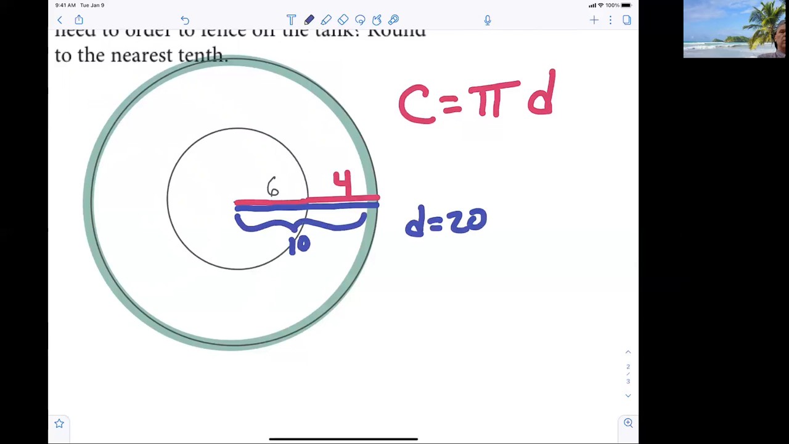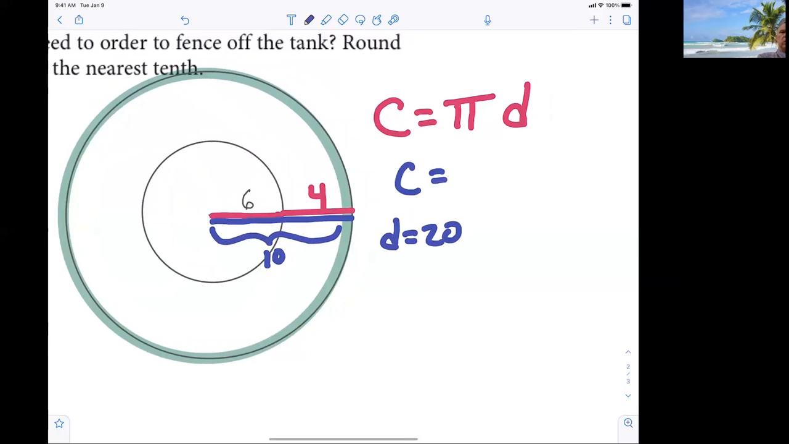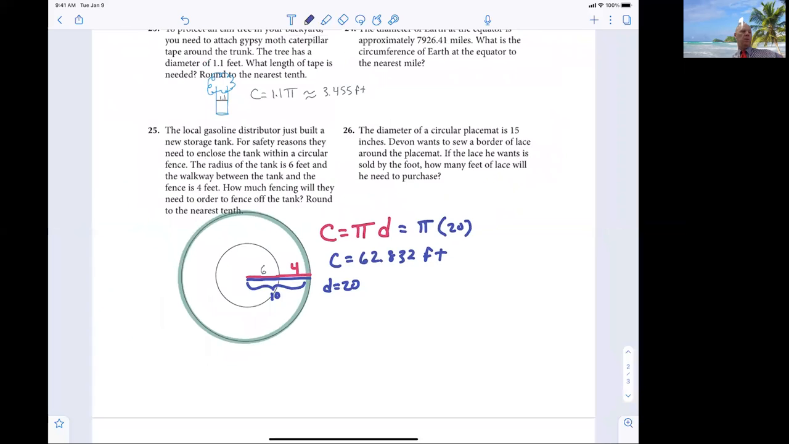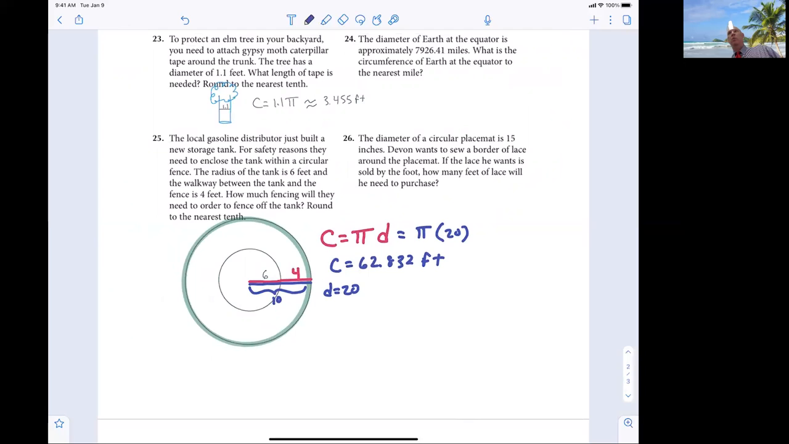So what's the circumference of the circle? No. The diameter is 20. How do you find the circumference? 62.832, and that would be feet of fence. That's what you need, which is the same as pi times 20. All right, come on, KK. A lot of work for you still. 62.832 feet. Does everybody see that was kind of tricky? So the word problems can be a little bit tricky.